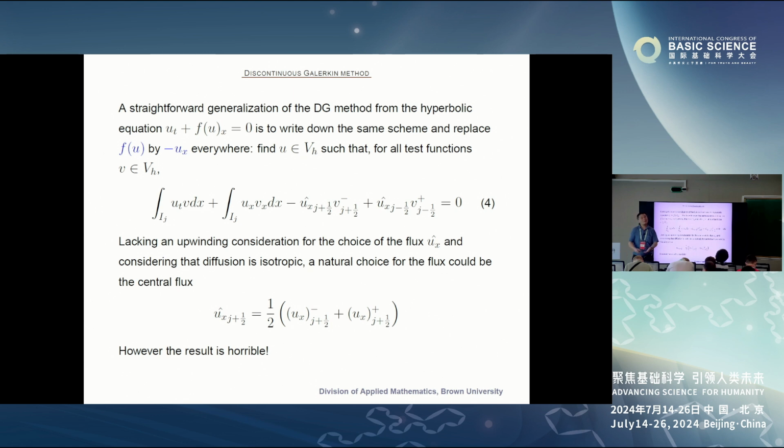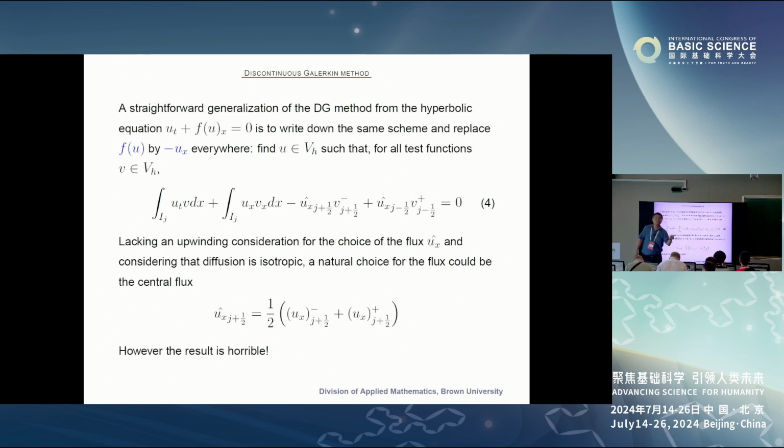Then formally I can write down a scheme. Just the hyperbolic scheme. Everywhere I see f(u), I replace it by u_x. Remember, this was a negative sign, so this becomes positive u_x. I put the u_x hat here, u_x hat here. So I just copied down the scheme with f(u) replaced by minus u_x. But you have to tell me this flux, right? Remember, this is the flux.